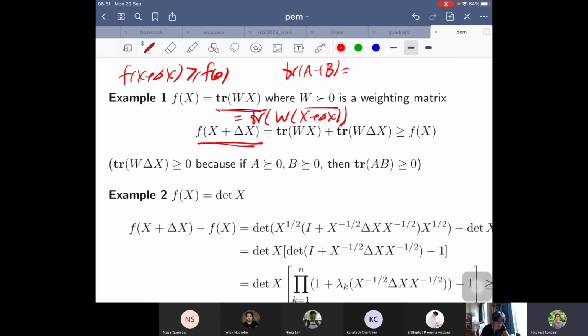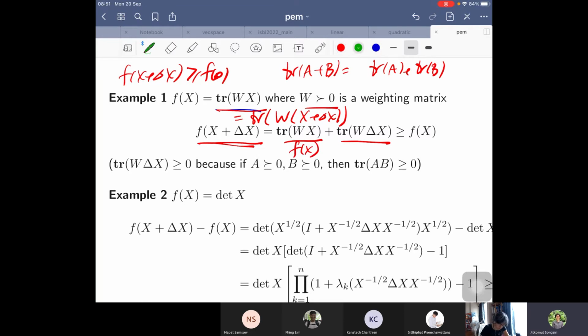Trace of A plus B is trace A plus trace B. That's why you can expand, all right? And now, the trace of W x is actually f of x, right? Now you look at the green term. If you can conclude that the green term is non-negative, then you have proved this increasing property, right?